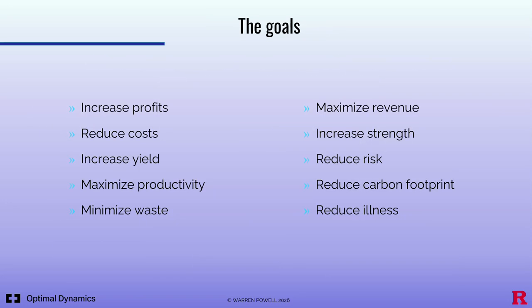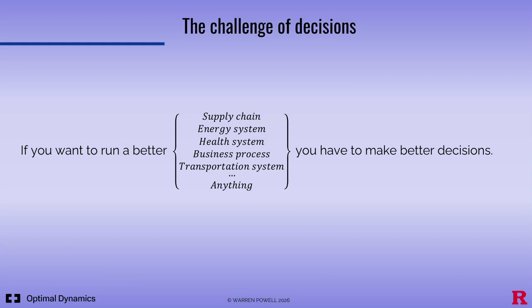Now, when we make decisions, we have any one of a number of goals. We maybe want to increase profits or reduce costs, but maybe we want to come up with a material with higher strength, reduce the risk of a financial portfolio, reduce the number of illnesses. Now, whenever we want to do something better, I like to say if you want to run a better supply chain or energy system or health system, pretty much anything, you have to make better decisions. And this is the defining slide of my talk.